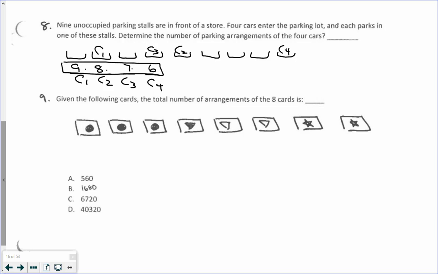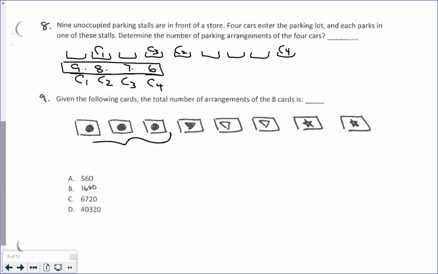If you got D, what you did was, hey, I got 8 cards. I'm arranging the 8 cards. So 8, 7, 6, 5, 4, 3, 2, 1, 8 factorial. Nope, you missed something. What do you notice about the first 3 cards? Besides the fact that my artistic skills severely lack, what do you notice about the first 3 cards?